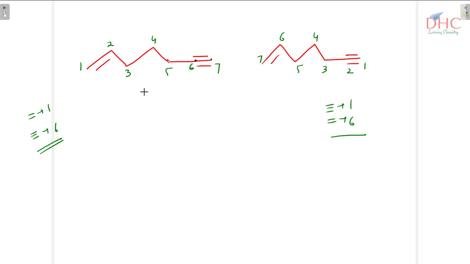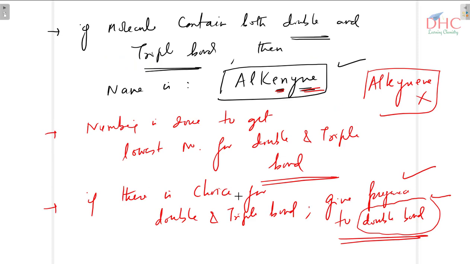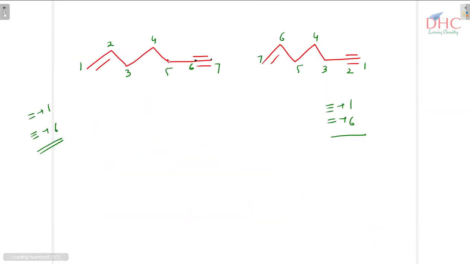Now which one will we give preference to? So there is a choice now. There is a choice. So you will use double bond as preference. I told you if there's a choice for double and triple bonds, then give preference to double bond. So preference you have to give to the double bond only. That means you must number it from that side where the double bond is closer. So this numbering is the correct numbering. This is not the correct numbering. So you name it like this.